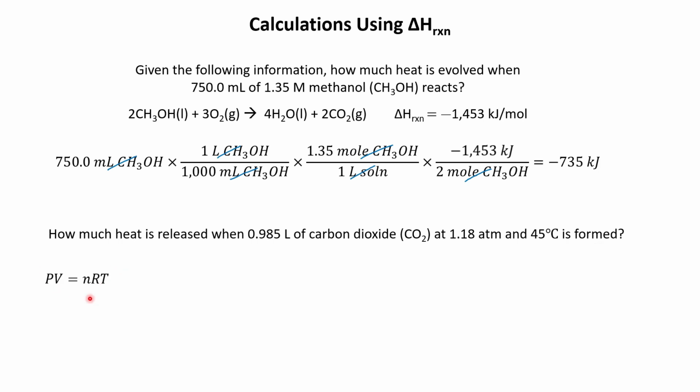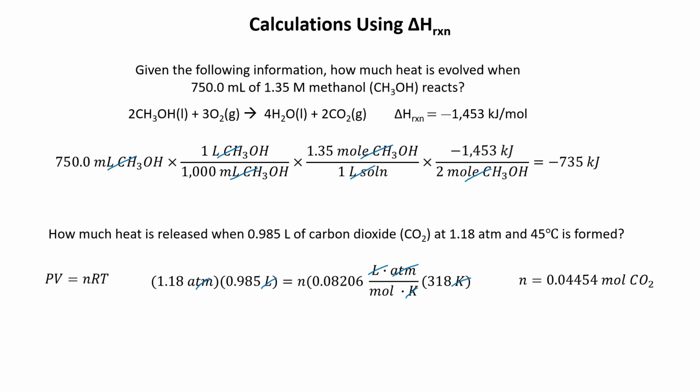So ideal gas law, of course, is PV equals nRT. Plugging in my pressure, my volume, my value for R, and of course my temperature converted into Kelvin. I don't keep it in Celsius, it does go to Kelvin. All of my units cancel except for moles, and my number of moles is 0.04454 moles of carbon dioxide. Now that I have moles, I can use my heat of reaction. Again, it's divided by 2 moles of carbon dioxide because that is the stoichiometric coefficient, and I get negative 32.3 kilojoules.